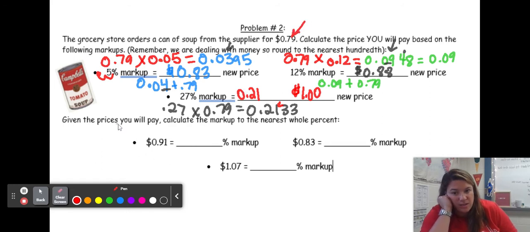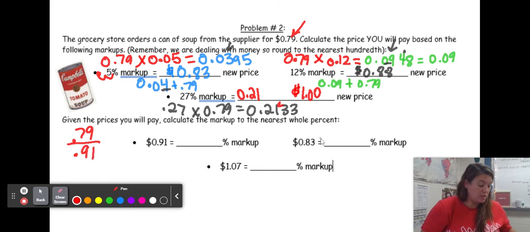Okay, this is different. Now I'm telling you, you're buying it for 91 cents. So what is the markup? Okay, there's 2 different ways to do this. I'll do the one where we take this amount and we divide the original. So they bought it for 79 cents. This is method 1. And we're going to divide that by the 91 cents, which is the new price. And that's 0.868.